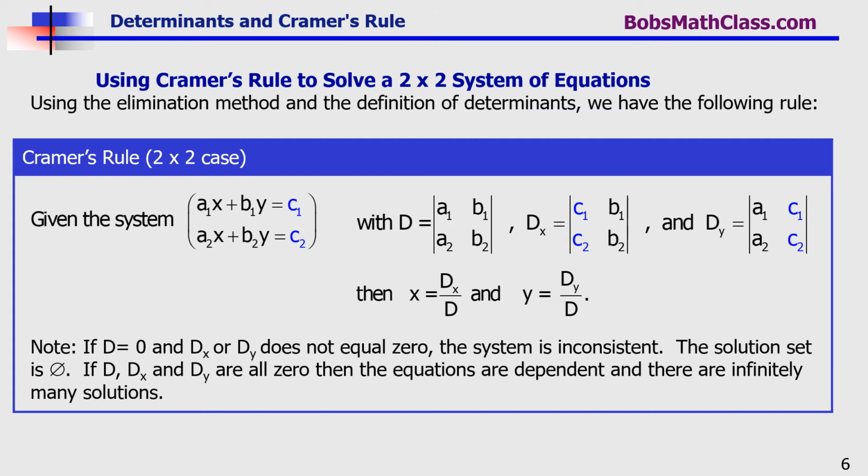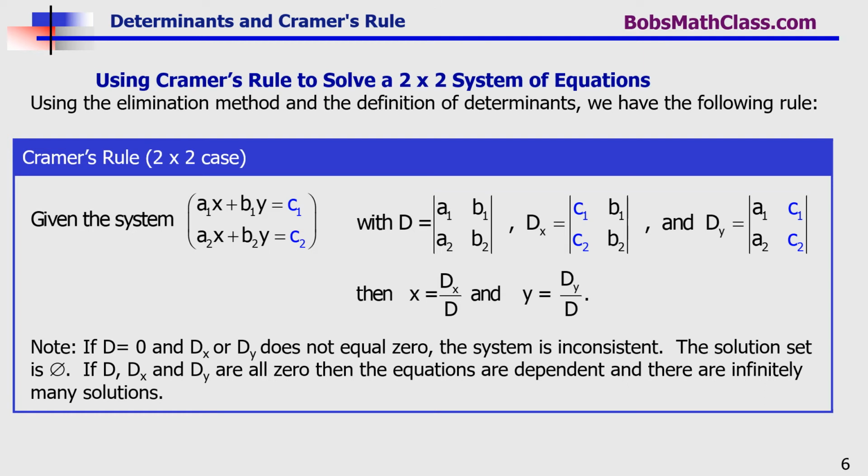And then finally, we could get our answers. X is equal to dx over d, and y is equal to dy over d. Kind of like how a calculator would work, right? It gets these numbers, and then it divides it, and it's done. It doesn't think about how to multiply rows or anything like that.